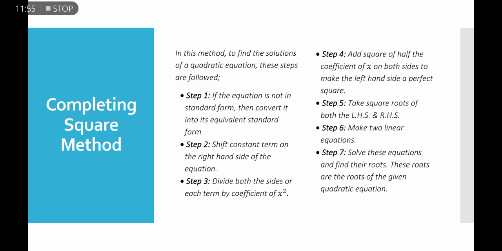Step 4. Add square of half the coefficient of x on both sides to make the left hand side a perfect square. Step 5. Take square root of both the left hand side and right hand side. Step 6. Make two linear equations. Step 7. Solve these equations and find their roots. These roots are the roots of the given quadratic equation.